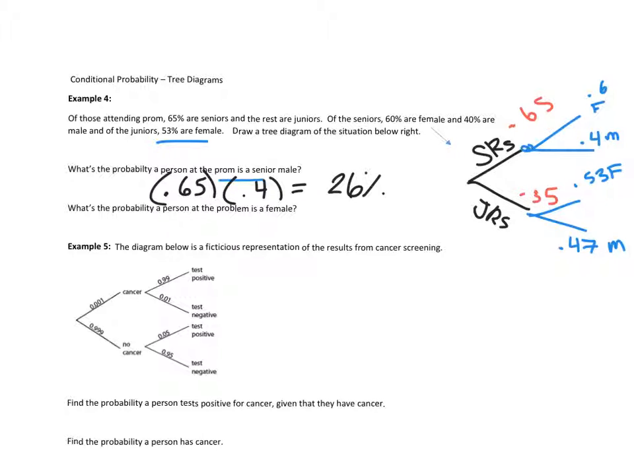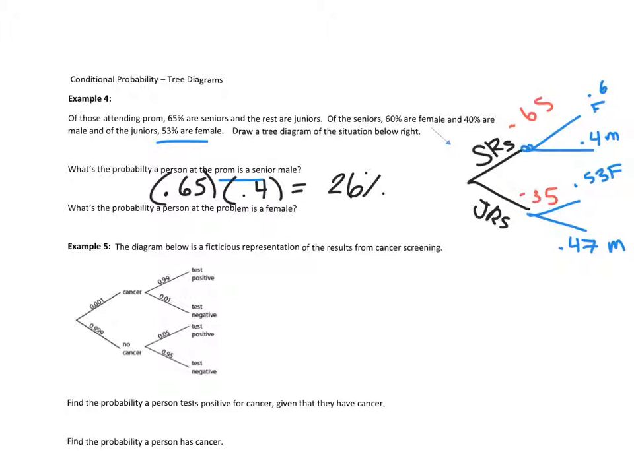So if you're looking at each branch, if you multiply 0.65 times 0.6, that's the probability a person at the prom is a senior female. If you multiply 0.65 times 0.4, that's the probability somebody is a senior male. And then if you multiply 0.35 times 0.53, that's the probability a junior is female, etc. So all of these, at the end, if you add up each of these probabilities that you multiplied across, you get 100%.